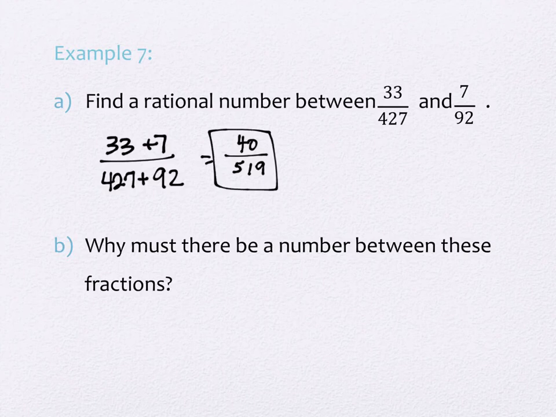And if you aren't sure, you want to convince yourself by way of your calculator, you're welcome to get decimal approximations to think about them. Now, we're not talking about decimals in a formal sense. We'll do that in Chapter 7. But I know you've worked with decimals. It's not like this is a mysterious idea. You know what they are. So if you take 33 over 427, hit enter in your calculator, it'll give you a decimal. Take 7 over 92 and it gives you a decimal. And you can look at the fraction 40 over 519 turned into a decimal, and it will be between the other two. And you can confirm it.